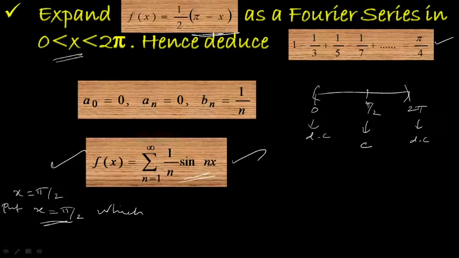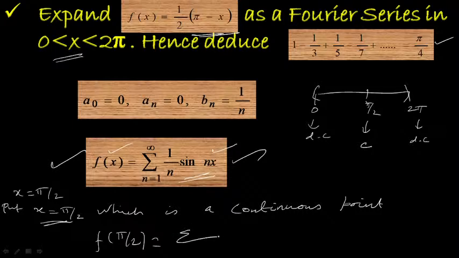After taking the point, the first thing you have to verify is whether the point is a continuous point or a discontinuous point. If you substitute x equal to pi by 2, that is inside the interval, which means that is a continuous point. If it is a continuous point, then it will be very easy. What we are going to do is just replace x by pi by 2: f of pi by 2 equals sigma n varies from 1 to infinity 1 over n sine n pi by 2.